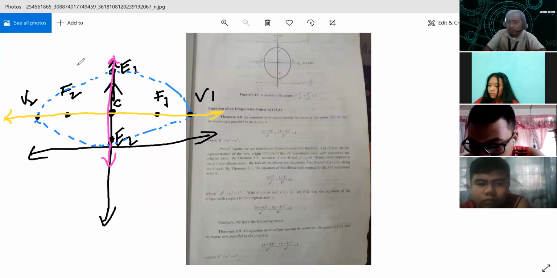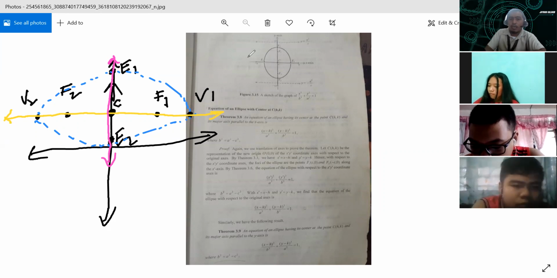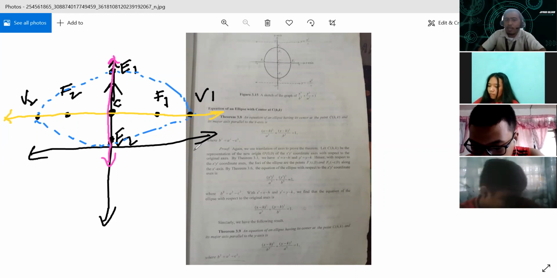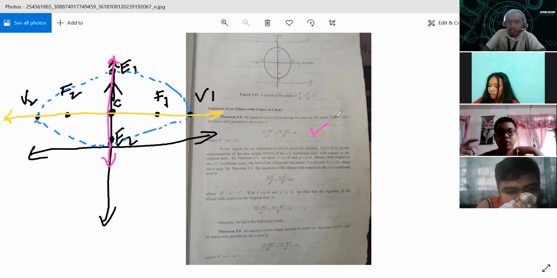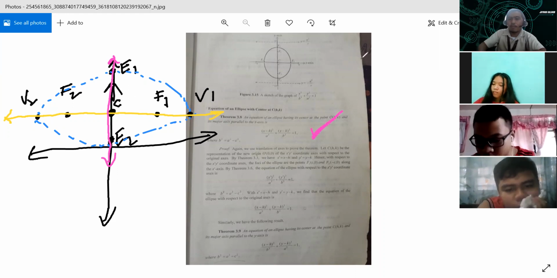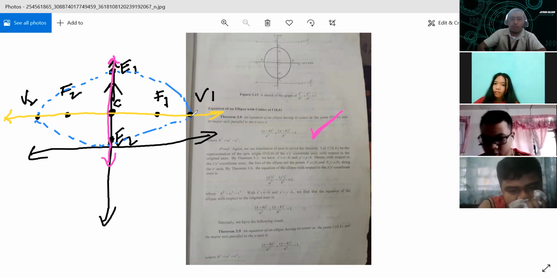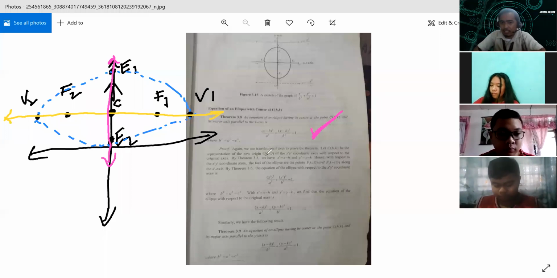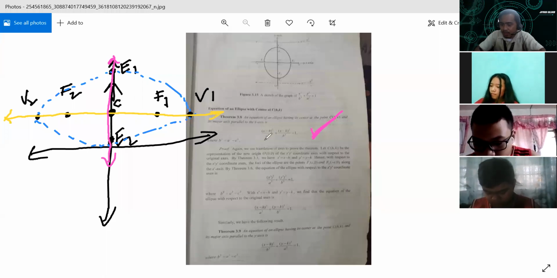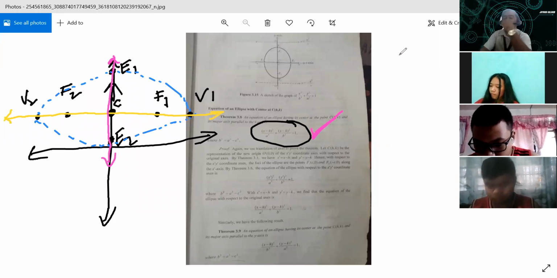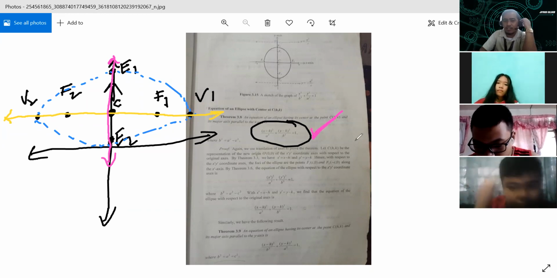Kanina nasa blue only. And if this will happen, if your major axis is parallel to your x-axis, then the equation of your ellipse will be given by this. Again, I will repeat. If the major axis is parallel to the x-axis, then the a squared is the denominator of x. And this is the standard form of the equation of your ellipse, wherein the center is not at the origin.